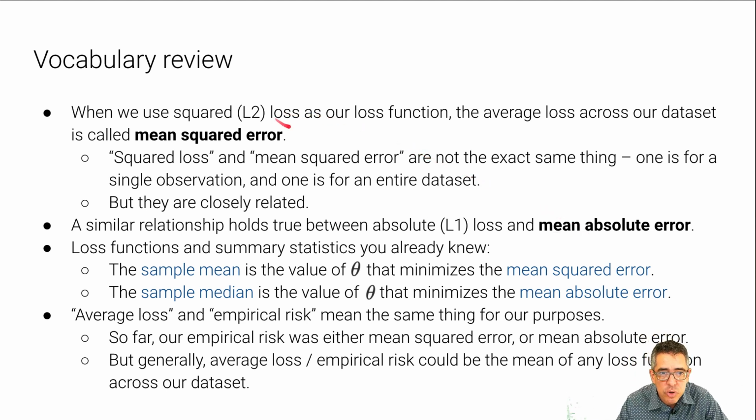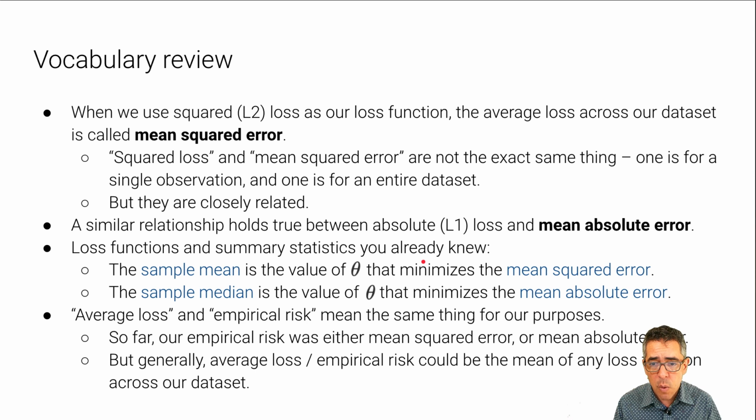Now, these two new terms, mean absolute error and mean squared error, are connected with things you already knew. As we saw, the mean squared error is what leads you to the sample mean. So the sample mean is that magical value of theta that minimizes the mean squared error, and the sample median is the value of theta that minimizes the mean absolute error. So this is a really important lesson at this point in the course, which is that you've now gained a new insight into these two quantities.